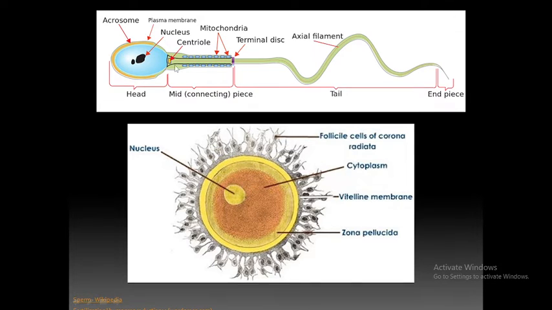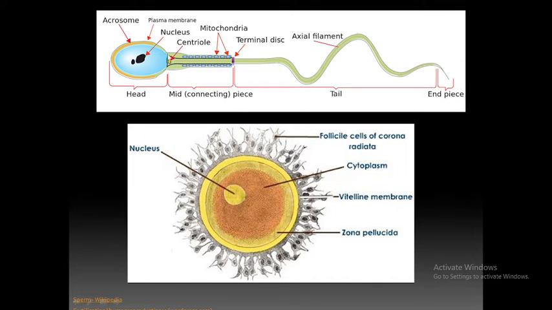Obviously, it is smaller in structure as compared to the female gamete. When it is developed in the male gonad, it is synthesized or produced in millions of copies. It is motile because it has a flagellum. It is divided into four major parts, that is head, mid piece and tail with the end piece.